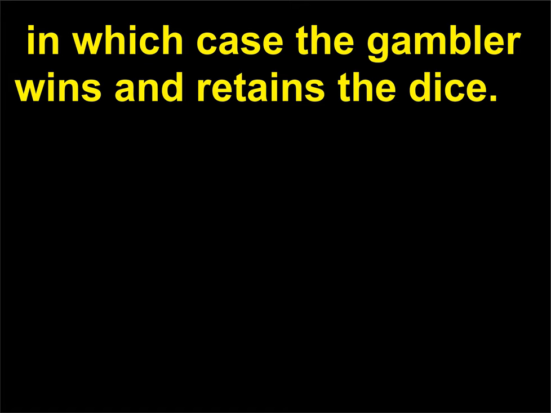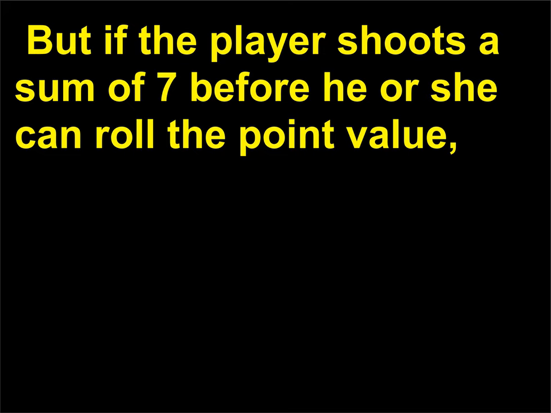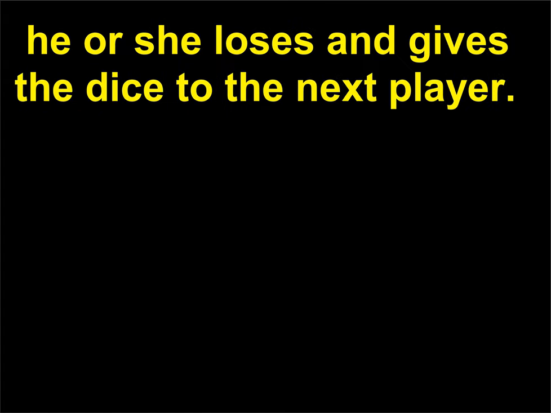in which case the gambler wins and retains the dice. But if the player shoots a sum of 7 before he or she can roll the point value, he or she loses and gives the dice to the next player.